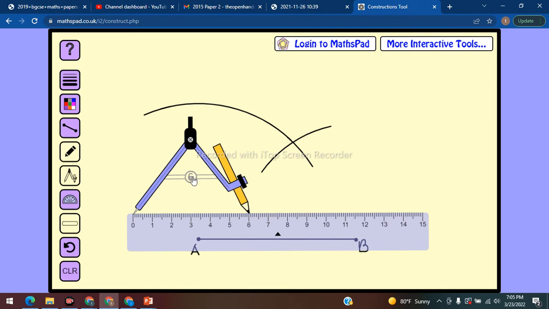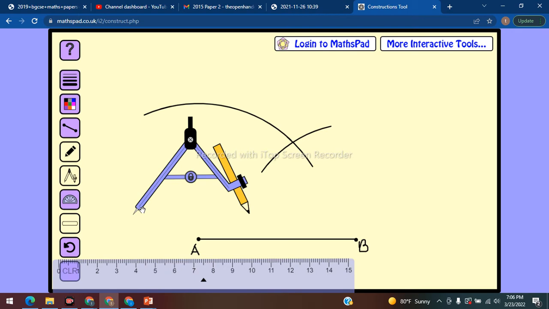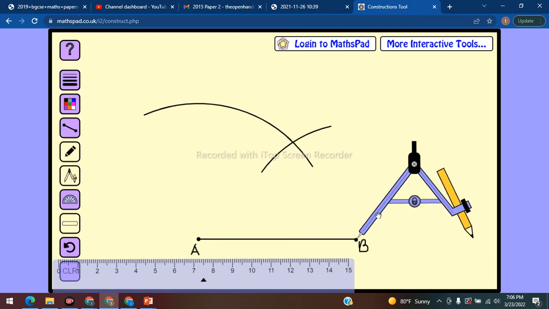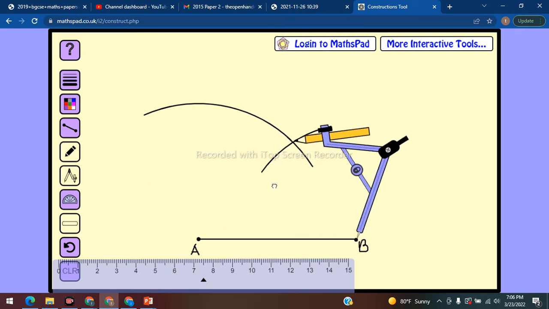And how wide did you extend the arc? The first one at A is 7. And the second one is 6. So we draw it for 6 centimeters. So that's what we did.